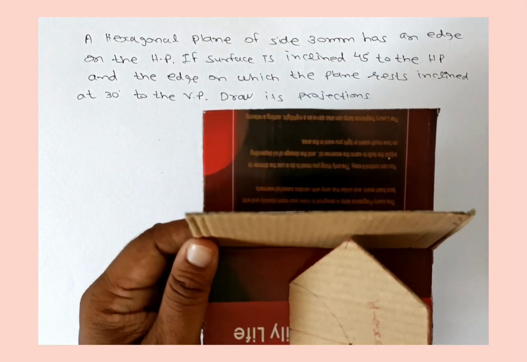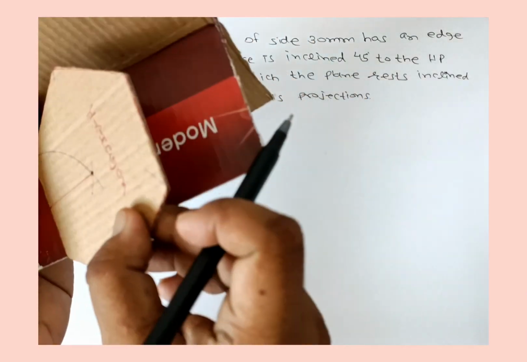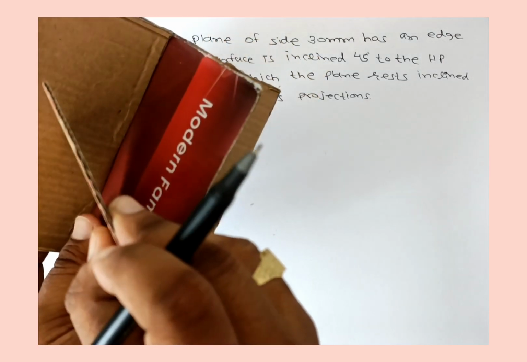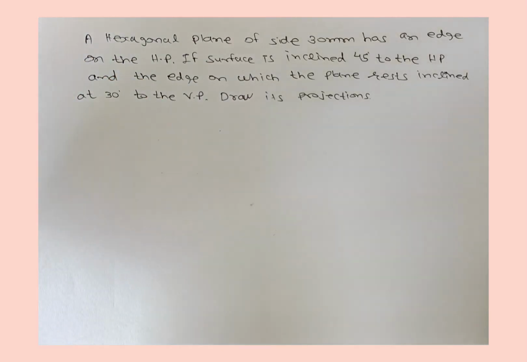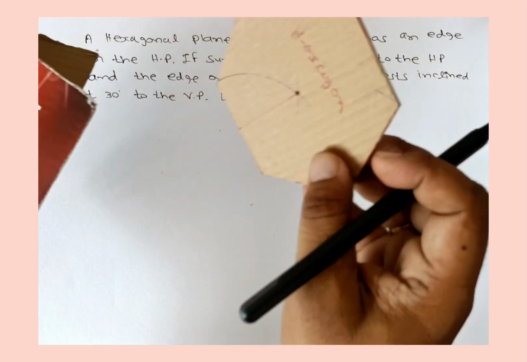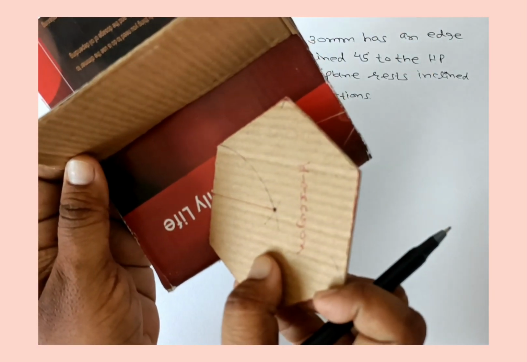The surface is inclined 45 degree to the HP. This is the surface. This is the horizontal plane, and the surface makes 45 degree to the HP, and the edge on which the plane rests is inclined 30 degree to the VP. This is the edge. This edge makes a 30 degree to the VP.